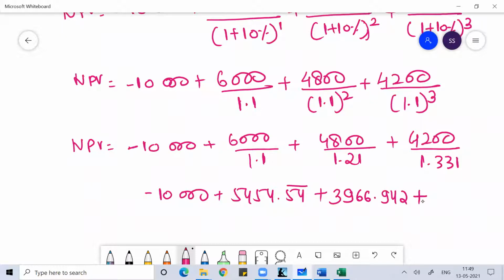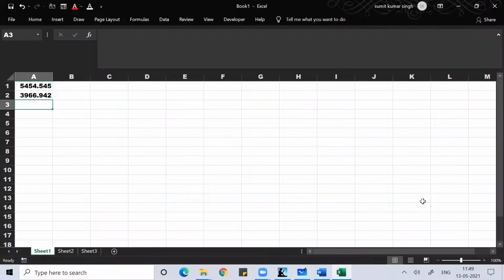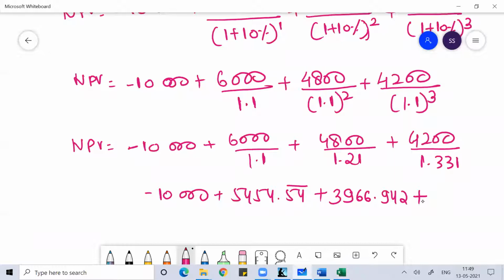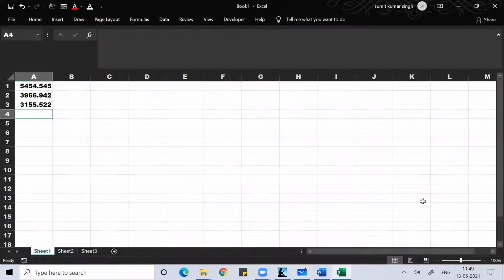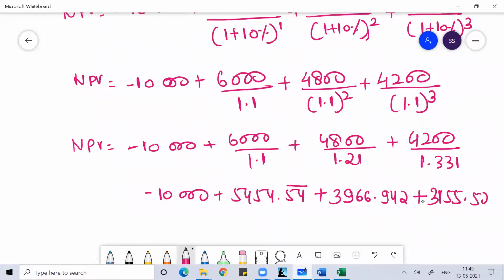3966.942. Okay. Then third one is 4200 divided by 1.1 cube. So that is 3155.522. So you can solve this. So with this, you can find your NPV.